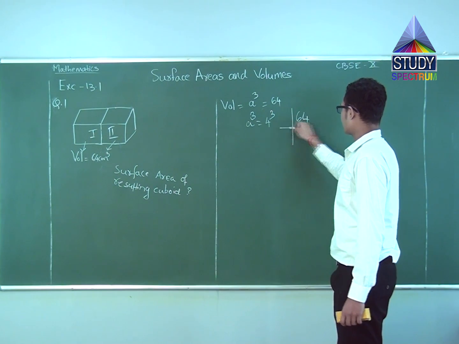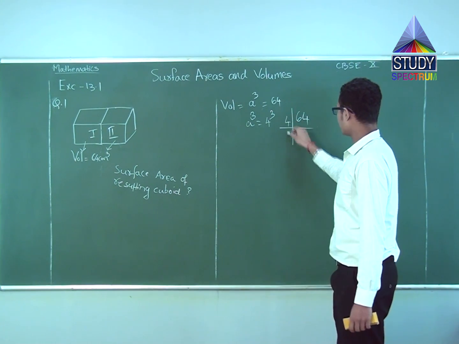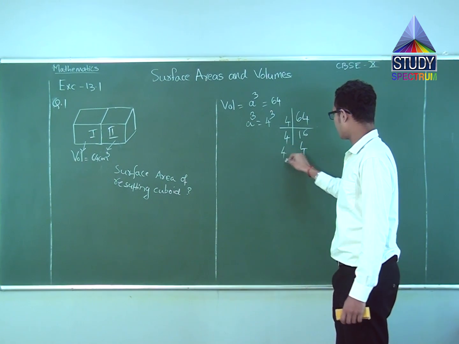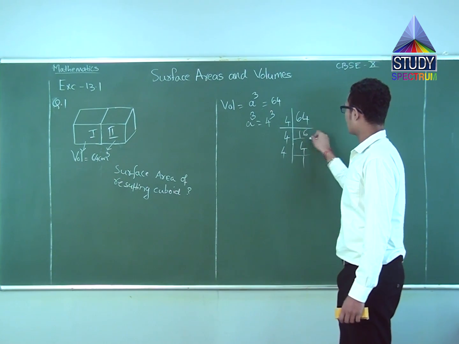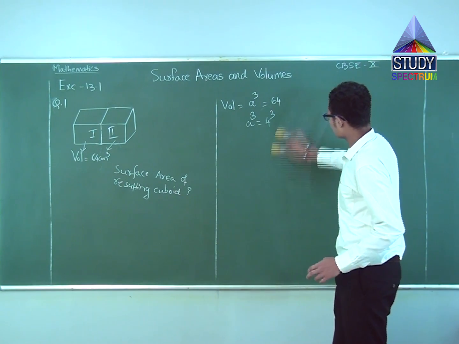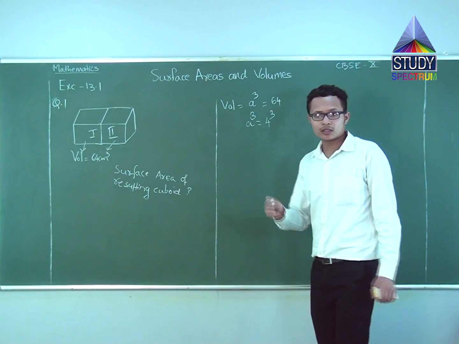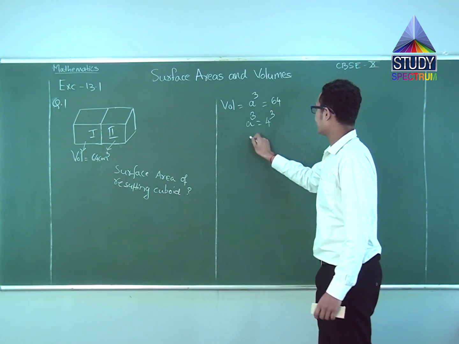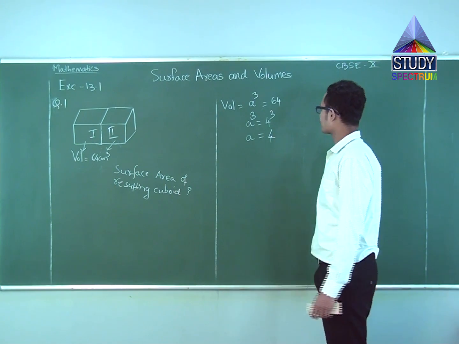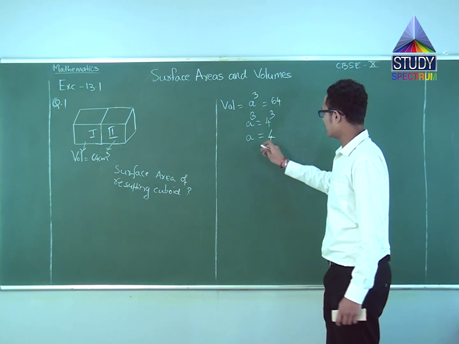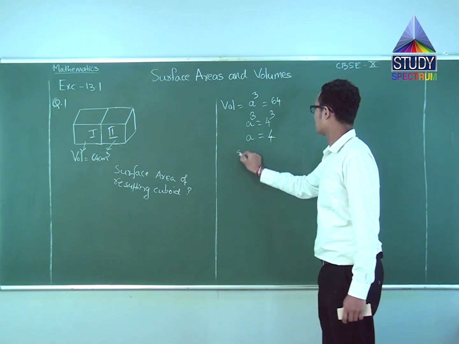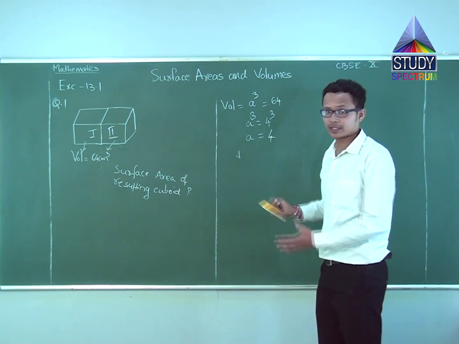64, you just factorize: 4 16s are 64, 4 4s are 16, 4 1s are 4. Now 64 can be written as 4 cube. When I take the cube root on both sides, I get a is equal to 4. So a is equal to 4 is the side length of each cube, or edge.